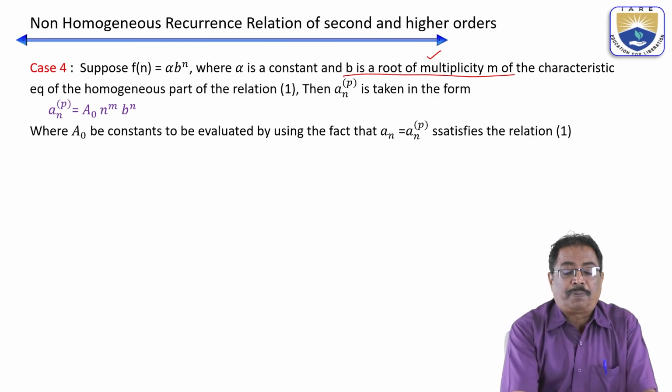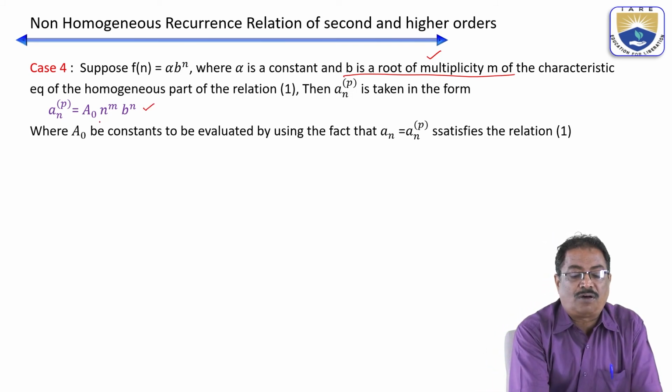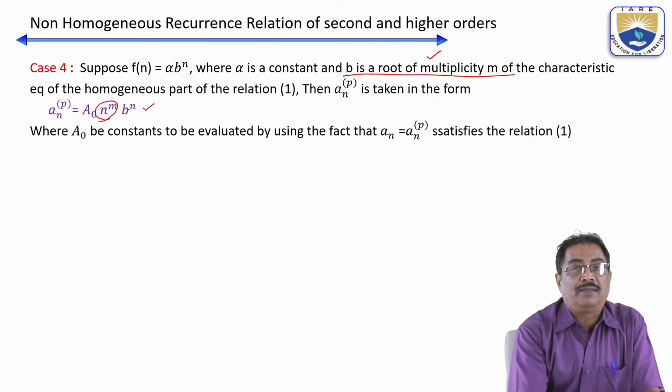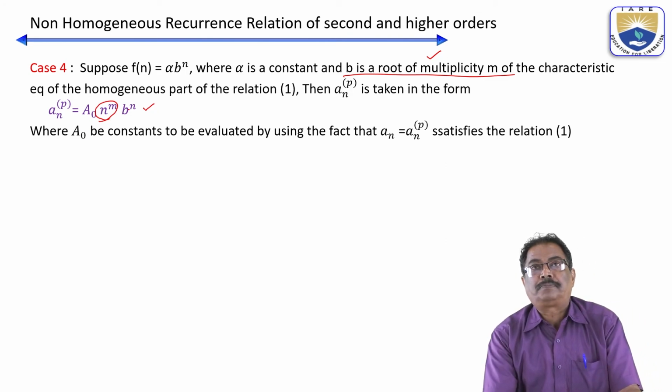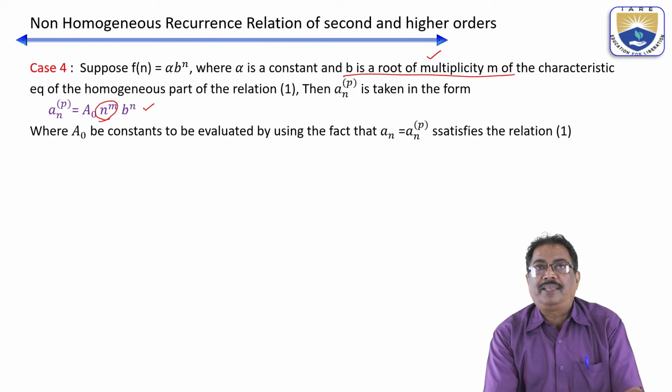Then the assumed particular integral, which is of this form, we are going to multiply with n power m. This is important. If it is not there, then automatically it is not possible to calculate A naught or whatever constants will be there. So try to concentrate on this, whether b is a root or not a root of the auxiliary equation, and if it is a root, how many times it is repeated.